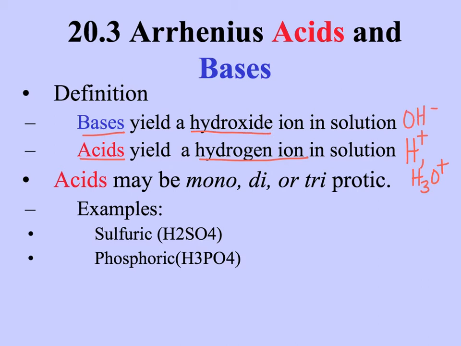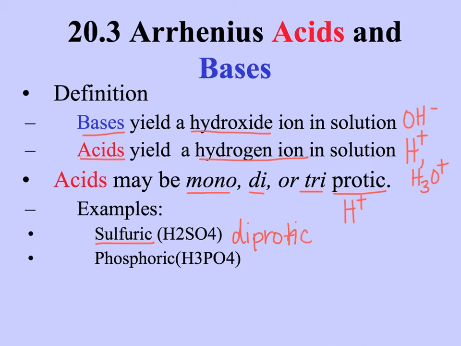Now, we also might classify acids as being mono, di, or triprotic. So protic refers to proton. So what is the proton in this chapter that we have been talking about? H+, right? Okay, so this part's not that hard. Sulfuric acid, look at the formula for sulfuric acid, H2SO4. Notice that there are 2 H's in that chemical formula, so we say this is diprotic. Okay, this acid is diprotic.